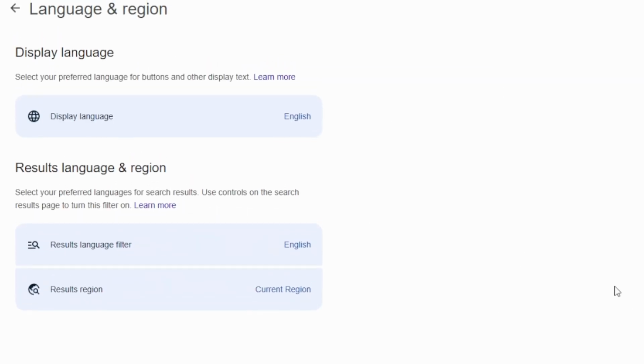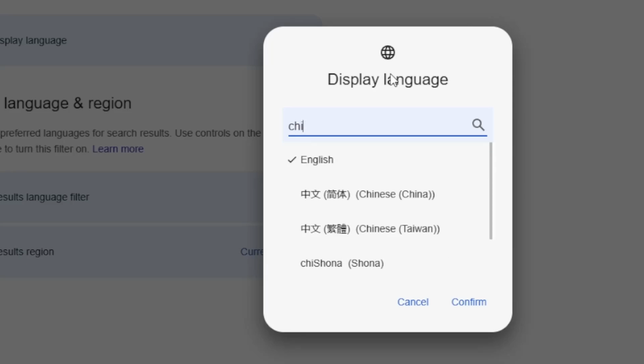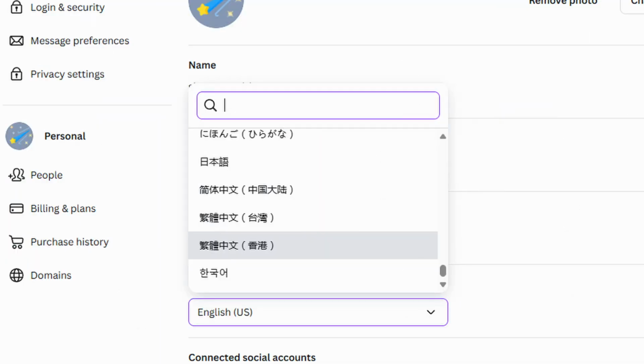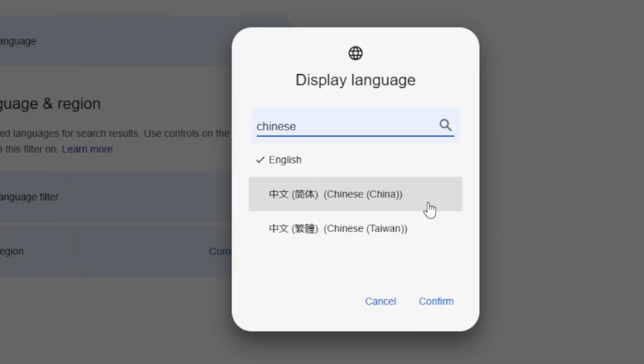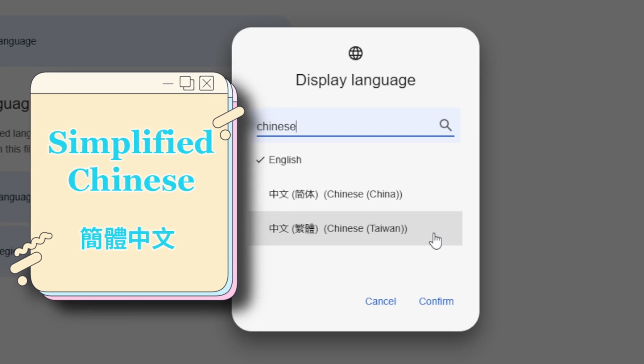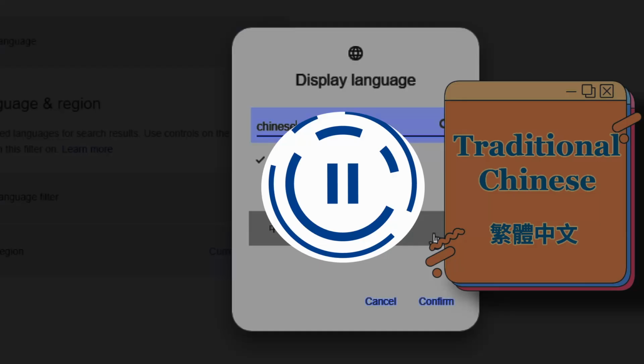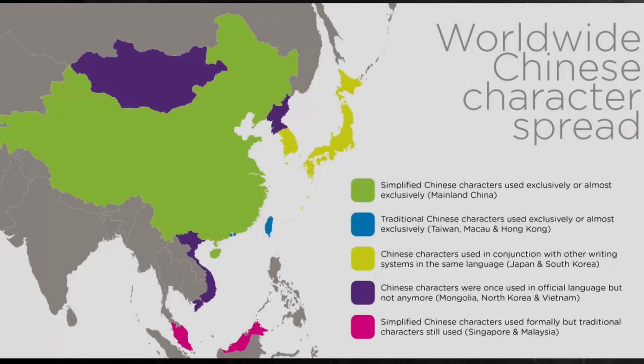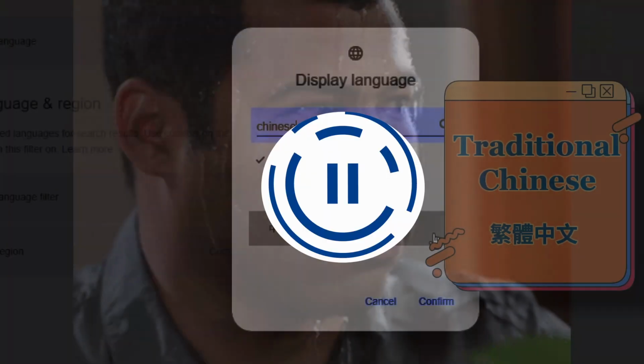Have you ever noticed whenever you select a language within a website, it always shows that there are two kinds of Chinese? One is simplified Chinese and the other one is traditional. Yeah, I know sometimes the traditional is separated into Hong Kong and Taiwan, but technically there is no big difference.